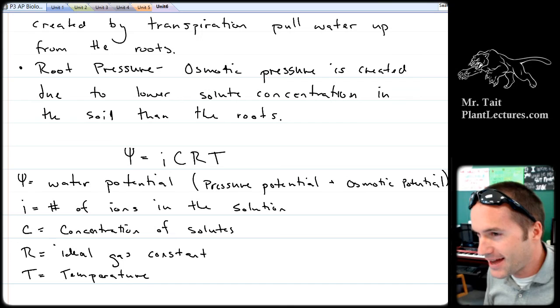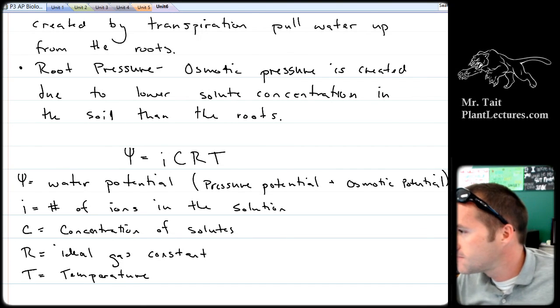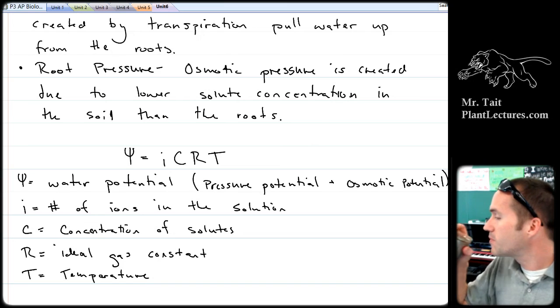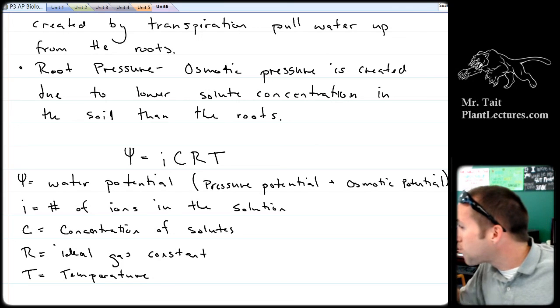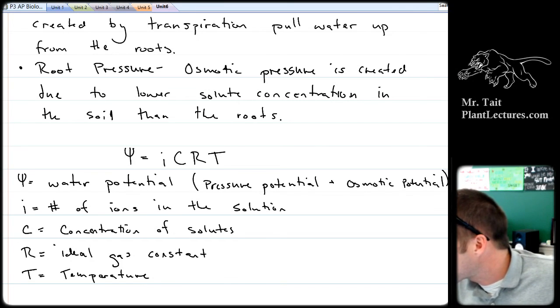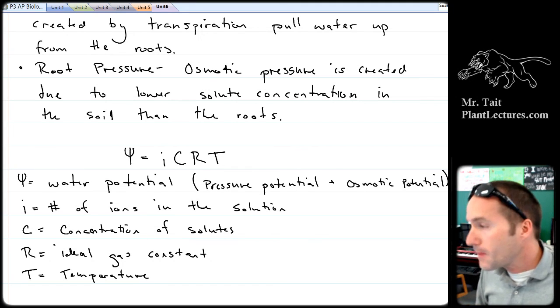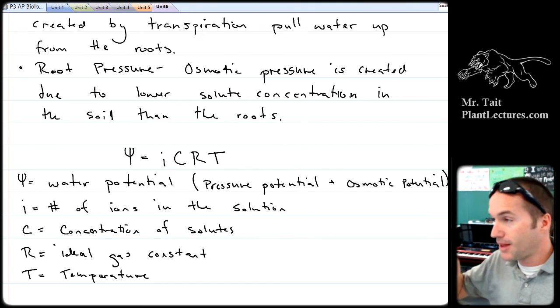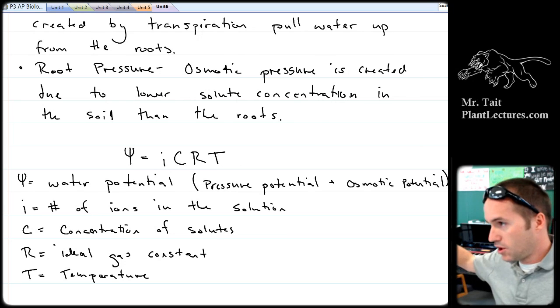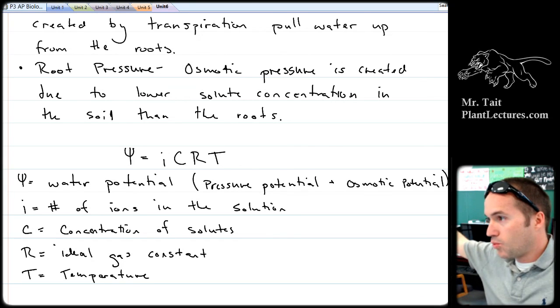We have questions on that? Yeah. The transpiration pull, or wait, no, the root pressure. So the osmotic pressure is there's like a high solute concentration in the soil. No, high solute concentration in the plant. In the plant. And low solute concentration in the soil. So the water wants to flow into the high solute concentration to dilute it.